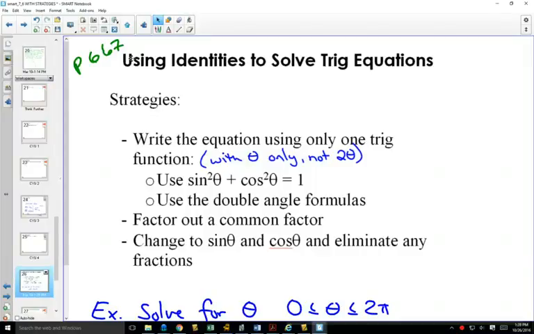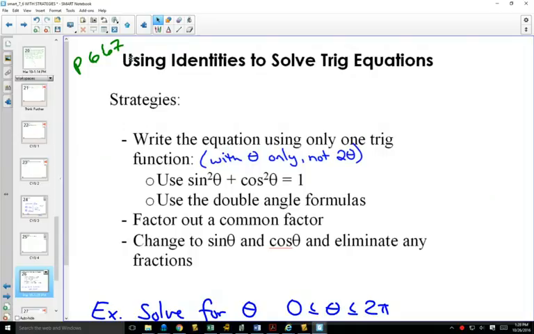So on page 666, 667, you have some extra space there. So when solving identities or solving equations, sometimes we need to use identities. And with that, I've got some strategies here.